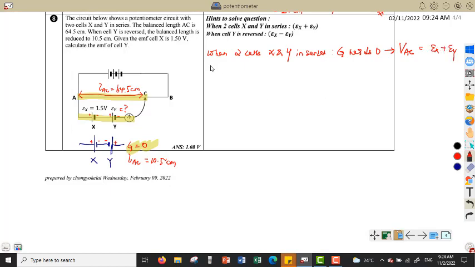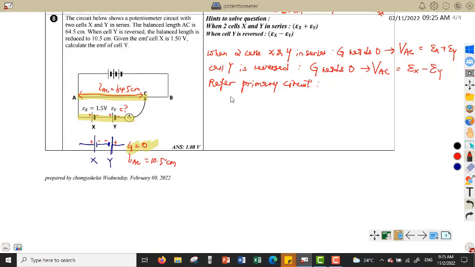Okay, and then if we reverse cell Y, when cell Y is reversed, as our G reads 0, the voltage across the balance length AC will equal EX minus EY. So in order to find EY, we are still using the voltage across the balance length. So we have to refer to the primary circuit. We're still using Ohm's law.